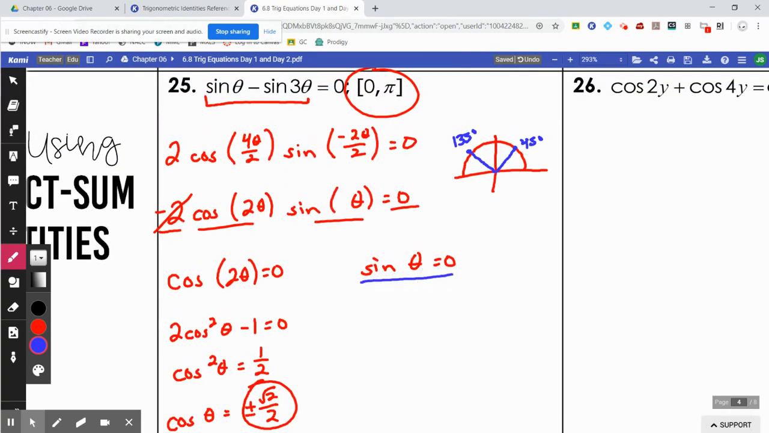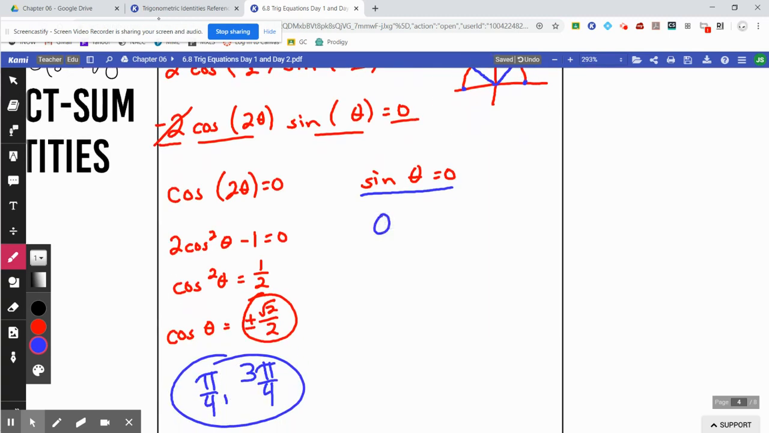Also, I'm looking for where sine equals 0. That's a quadrantal angle. A sine value is a y value on my unit circle. My y is equal to 0 here, and my y is equal to 0 here, and that'd be at 0 radians and at pi radians. There's my other 2 answers.